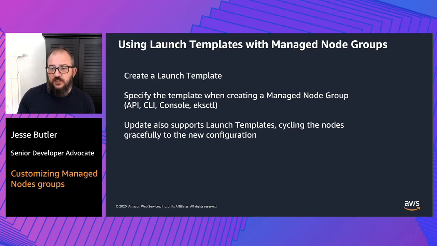So as I mentioned, you can use a launch template to create a managed node group, and the update API also takes a launch template. So what's really nice there is that you can specify a launch template, create your group, and then when you have a change in your configuration, you can version the launch template, and you can also update your managed node group. And the managed node group service inside of EKS will actually gracefully drain work from your nodes and recycle until the whole node group lands at the new configuration.